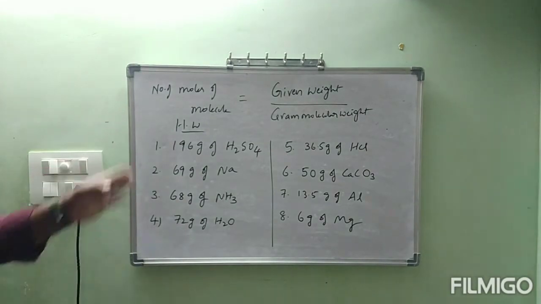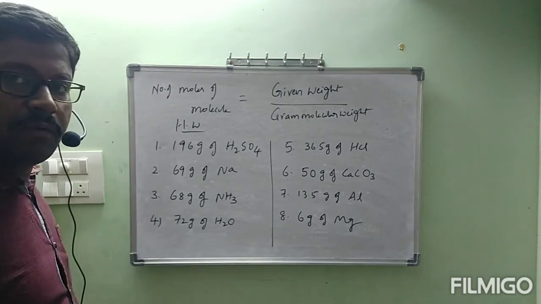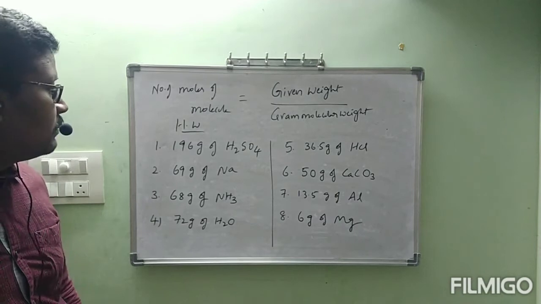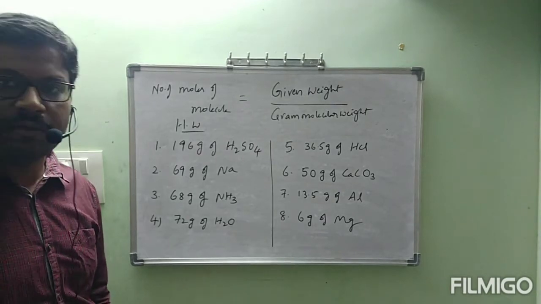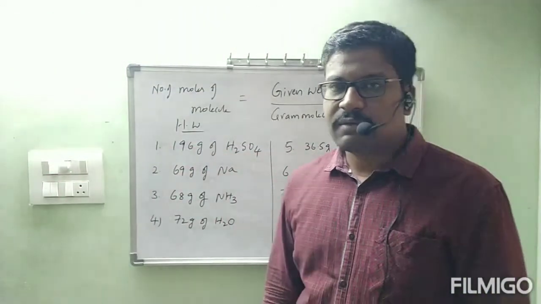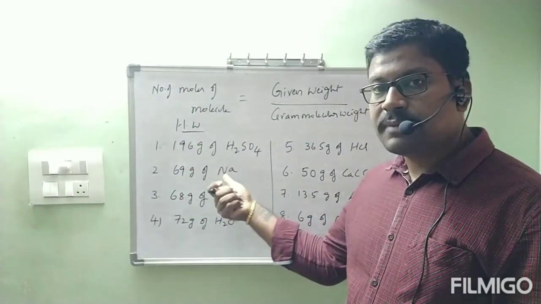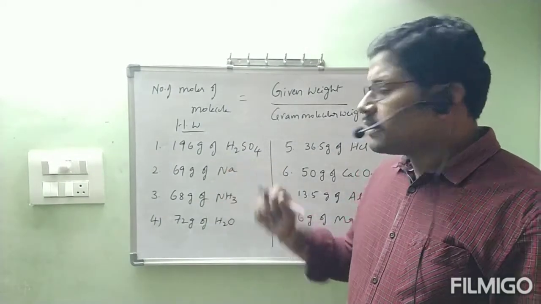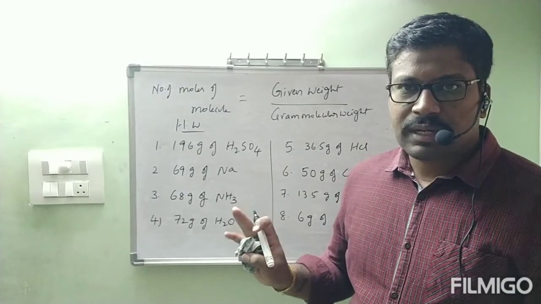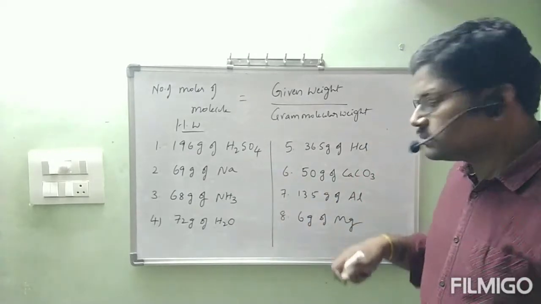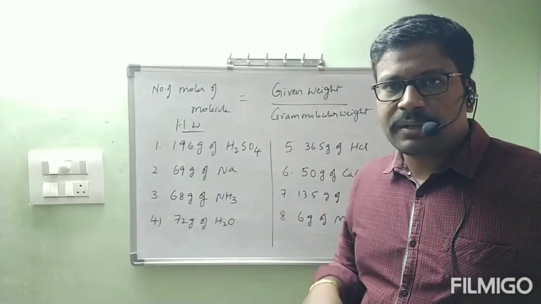So I gave everything as given weight. Okay, what is your duty? According to that given weight, use the formula. If it is a molecule, given mass by gram molecular weight. If it is an element, we have to take given mass by gram atomic weight. Like that, write the number of moles formula and find the number of moles. Simply write the number of moles, it is enough. Do the calculation correctly. These 8 problems are your homework. You have to show it. Just write on a paper and send it to me.